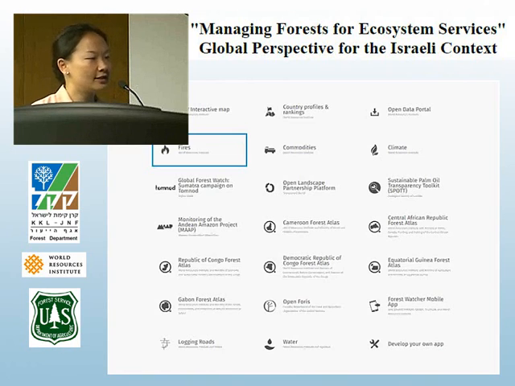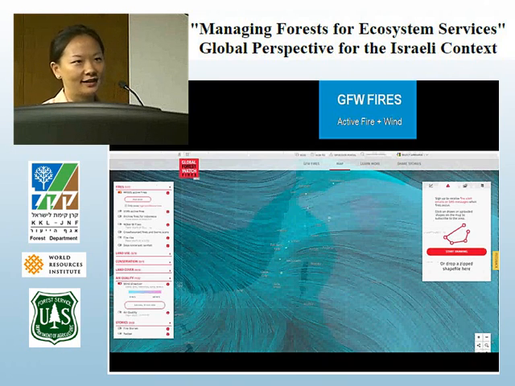So we know that Israel really cares about how fire is taking place in the country and how that's impacting forest cover. So with Global Forest Watch Fires, you can see where the active fires have happened in the last day up to a week. And this map shows the direction and strength of the wind to help you predict where the fire may go and where the air quality may be affected.